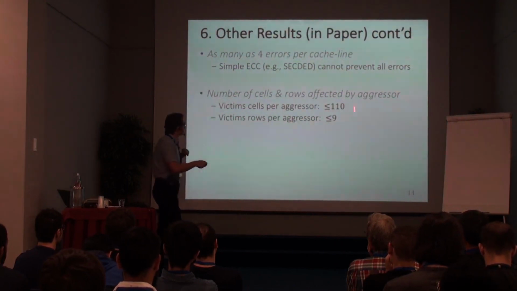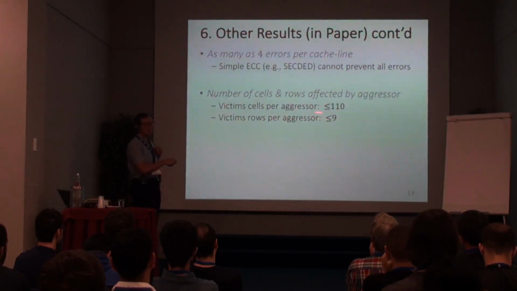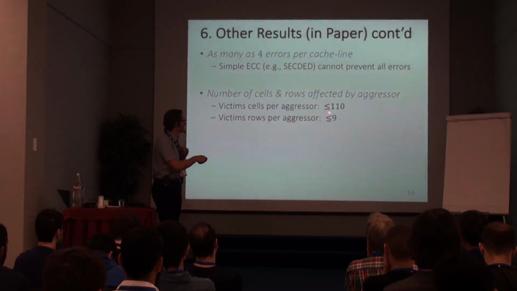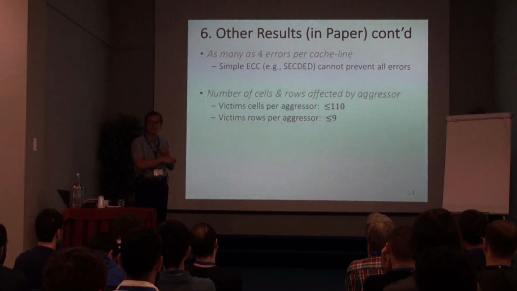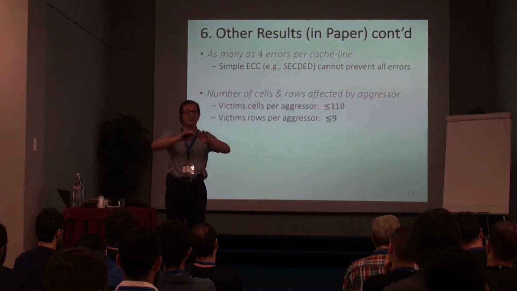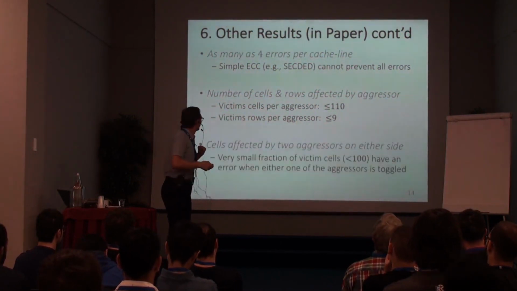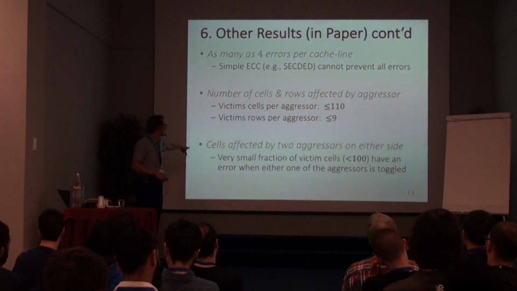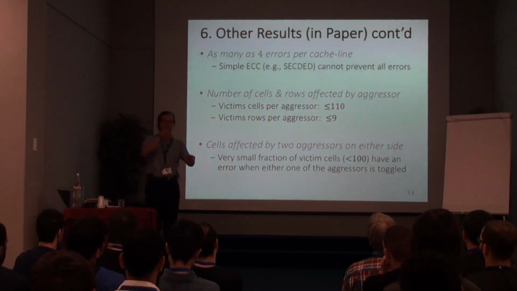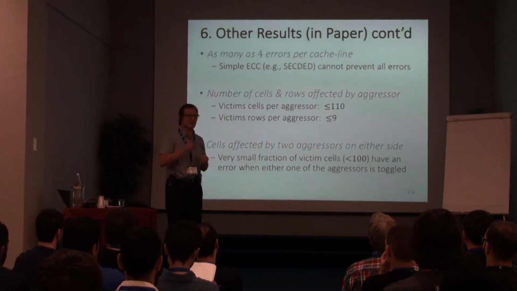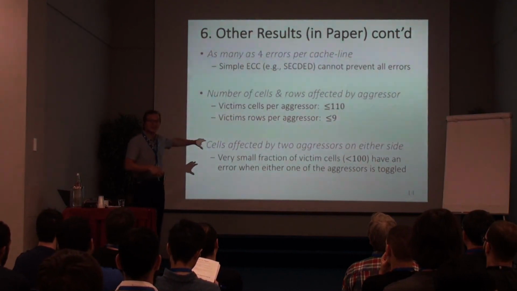There are a bunch of other interesting results. For example, you can actually have many victim cells. Whenever you bang on a row, hammer a row, you can actually affect as many as 110 cells. That's a lot. And you can have many victim rows also. It's not just the adjacent row. You see the effects in slightly farther rows also, which is interesting. We've also discovered this, and Google later exploited this, as I said. Cells are affected by 2 aggressors on either side, so you can do double-sided row hammering, as the folks at Google have discovered.